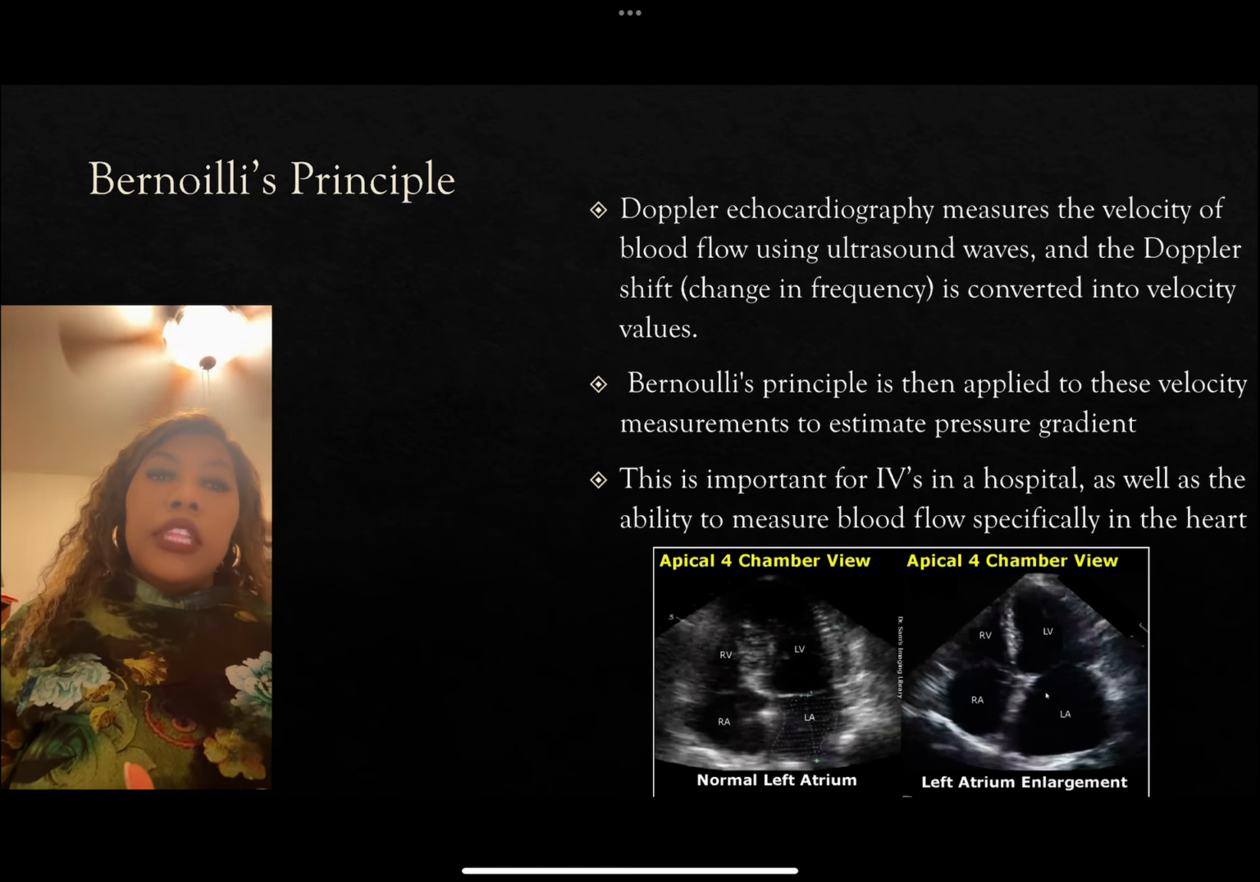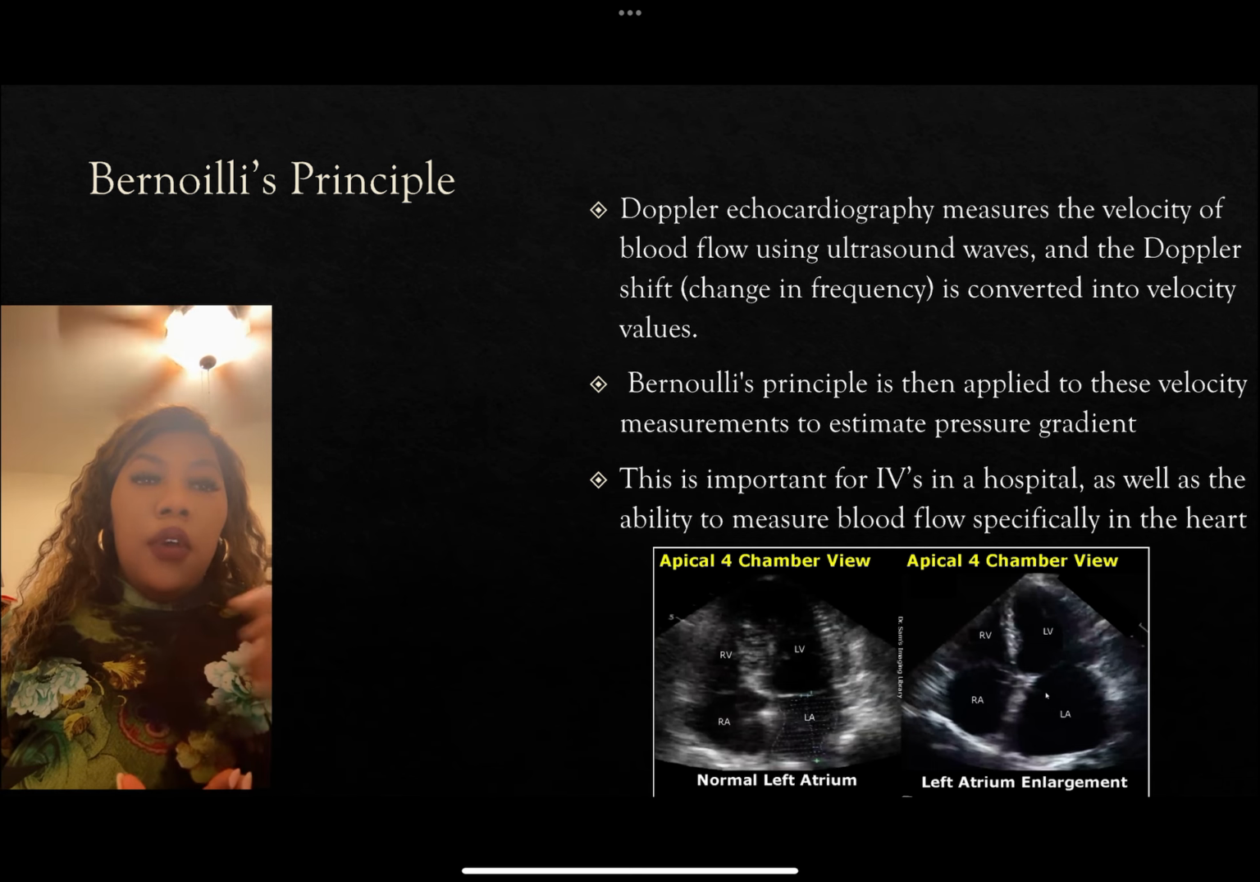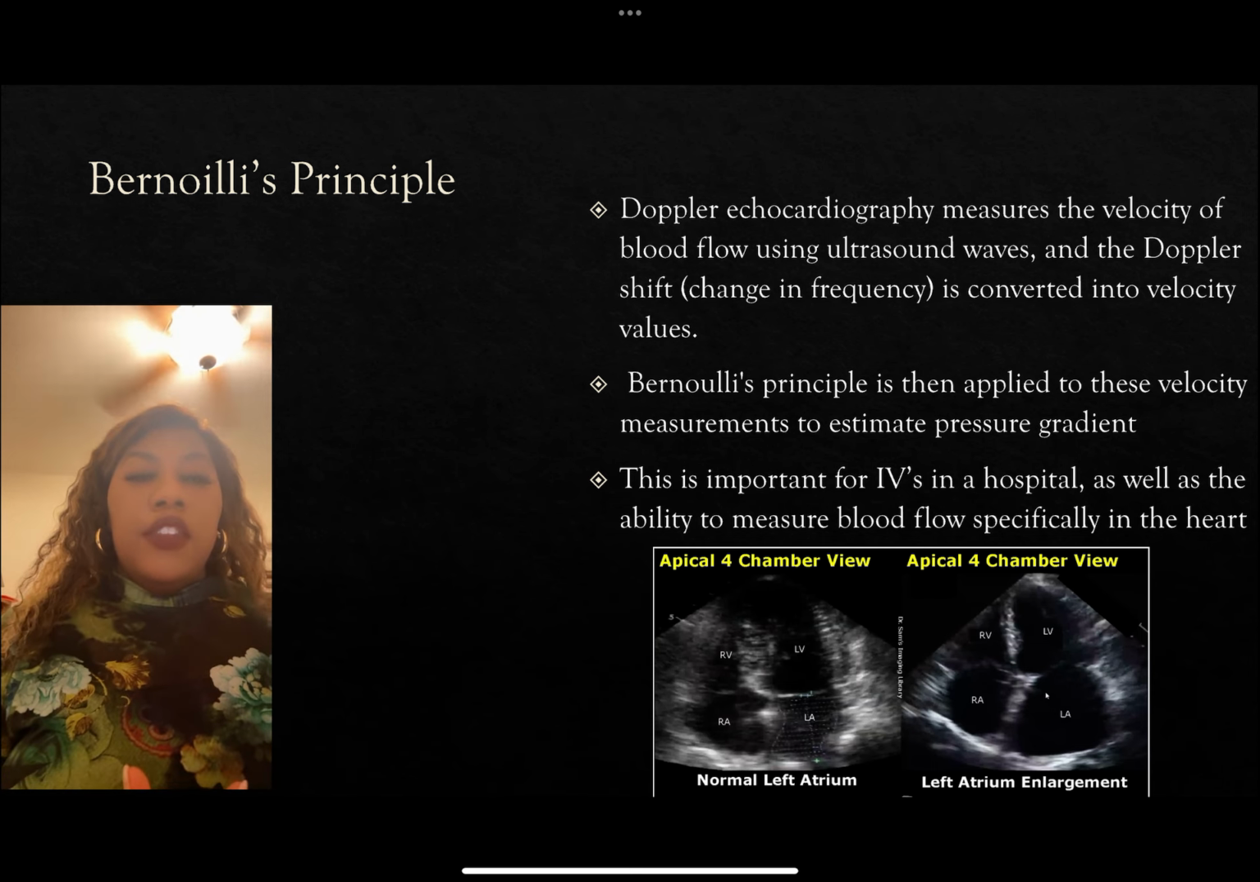And that's how Bernoulli's principle would apply. It's going to track that blood flow within the heart, within the different ventricles.